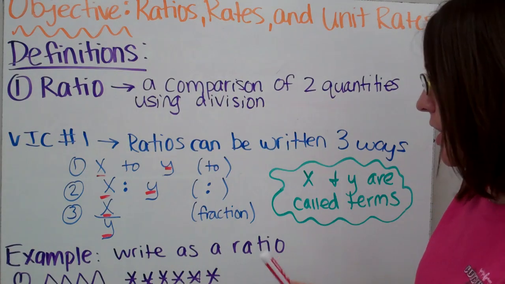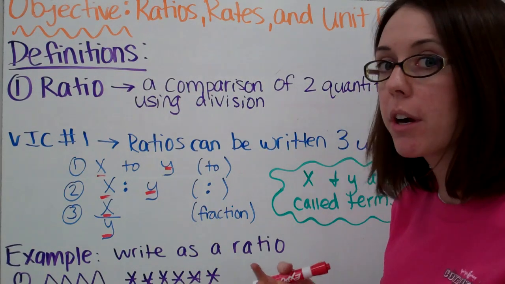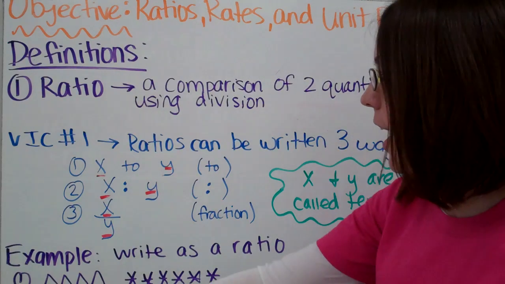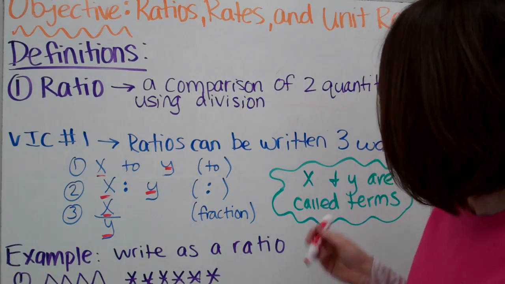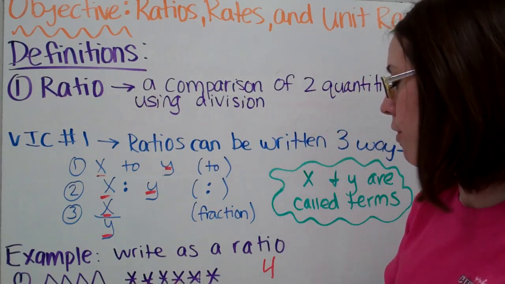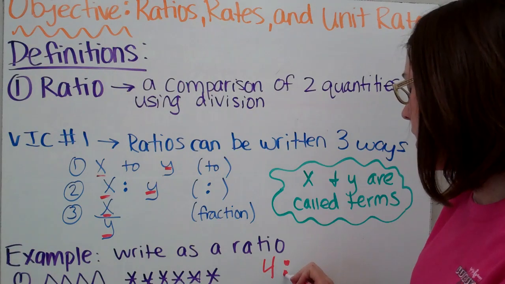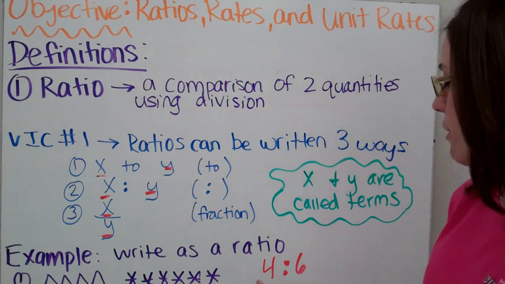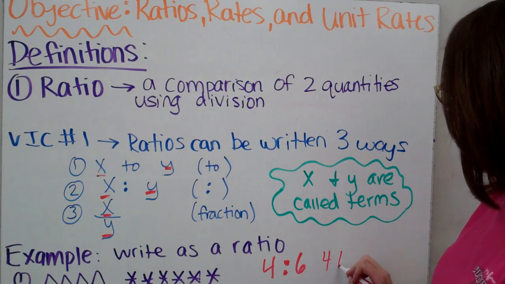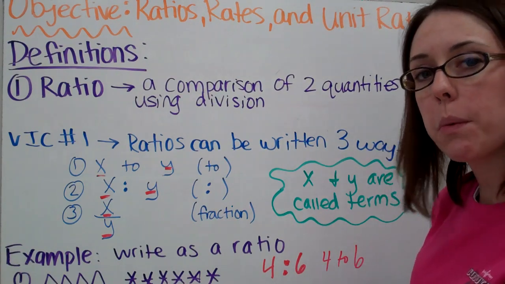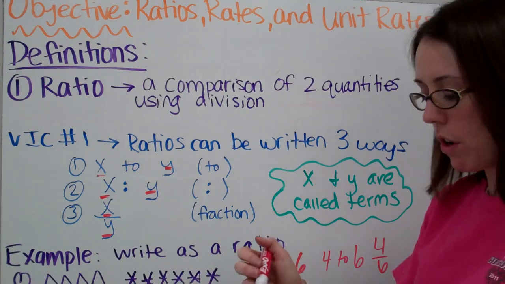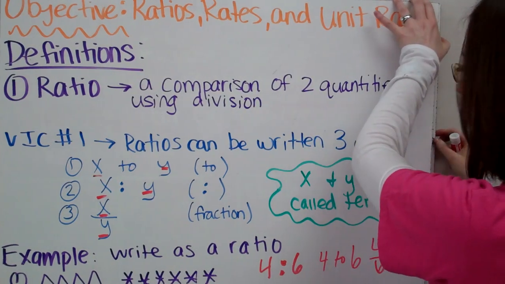Example, write as a ratio. I want you to write the ratio of the number of triangles to the number of stars. So first, let's count. How many triangles? 1, 2, 3, 4. So 4 triangles. How many stars? 1, 2, 3, 4, 5, 6. So we can write the ratio of triangles to stars as 4 to 6. We could also write it 4 to 6 using the word to, or 4 over 6. The ratio of triangles to stars is 4 over 6.